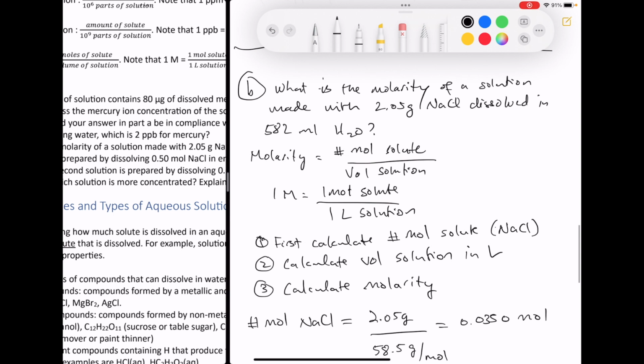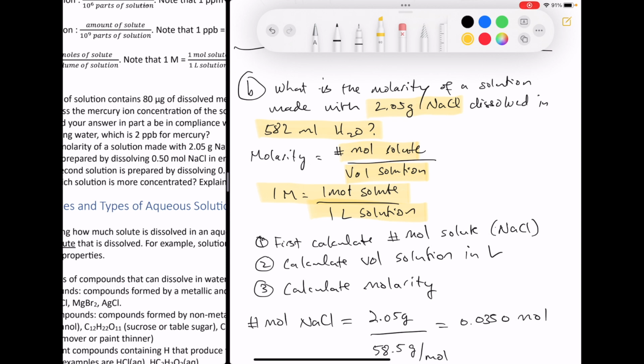Okay, the next question is about calculating molarity. Here it says, what's the molarity if you have 2.05 grams of sodium chloride dissolved in 582 milliliters of water? So the molarity definition is number of moles of solute over volume of solution. That means to get molarity, you're going to need two numbers. You're going to need the number of moles of the solute and you're going to need the volume of the solution. I want you to remember that 1 molar is defined as 1 mole of the solute over 1 liter of solution. That allows us to convert the numbers to the appropriate unit.